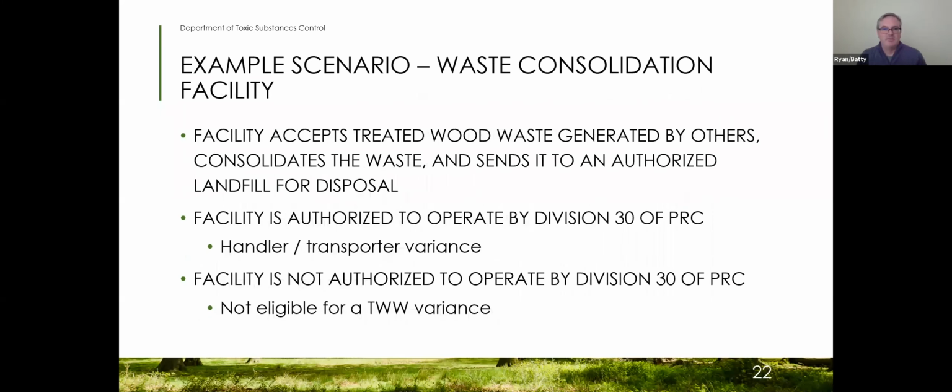So the next scenario I'm going to walk through is a waste consolidation facility, essentially a transfer facility. The facility accepts treated wood waste generated by others, consolidates the waste, and sends it to an authorized landfill for disposal. Provided that facility is authorized to operate by Division 30 of the Public Resources Code, a handler transporter variance would apply in that situation. If you're not authorized to operate by Division 30 of the Public Resources Code, you would not be eligible for this type of treated wood waste variance. Next slide, please.